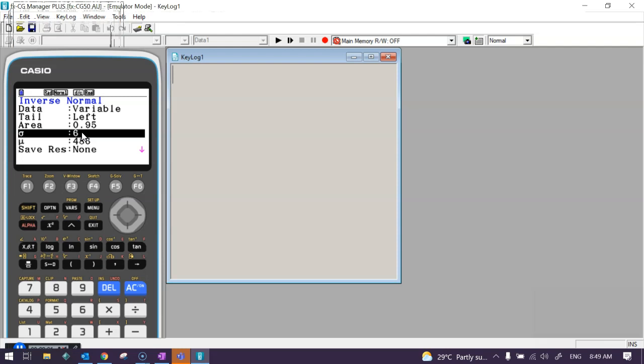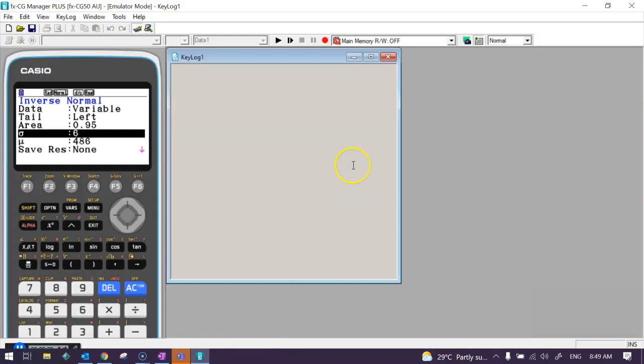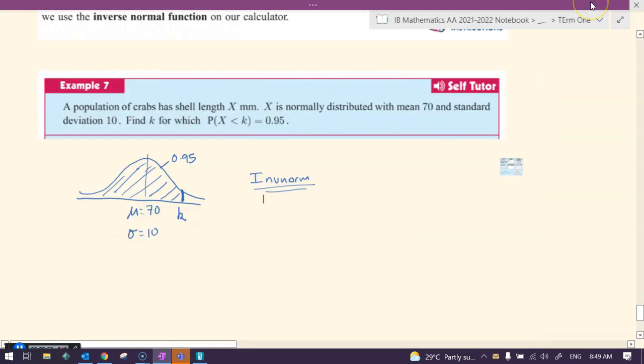The standard deviation for this one, let's go back and check our values. Standard deviation of 10 and a mean of 70. So I enter my standard deviation of 10, my mean of 70, and we go ahead and calculate the value of K. And that value of K is 86.448. So 3 significant figures, let's call it 86.4.